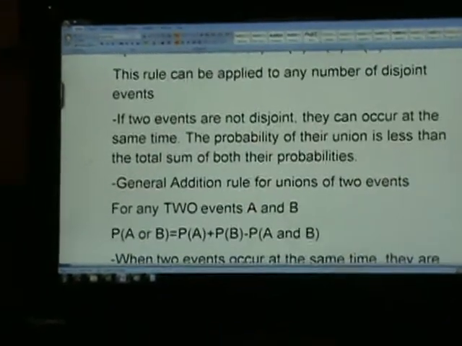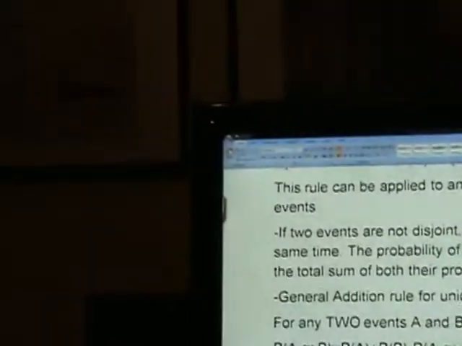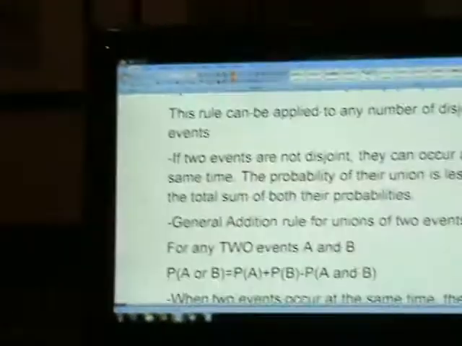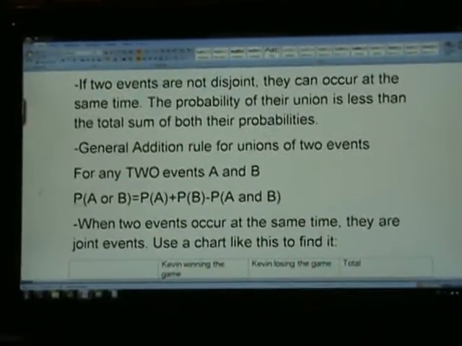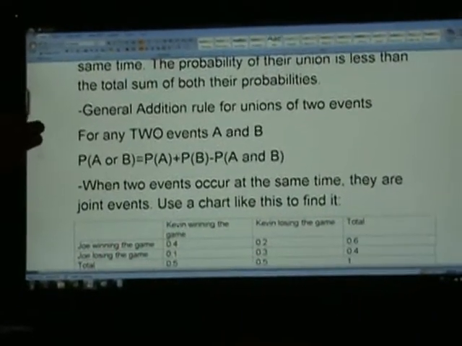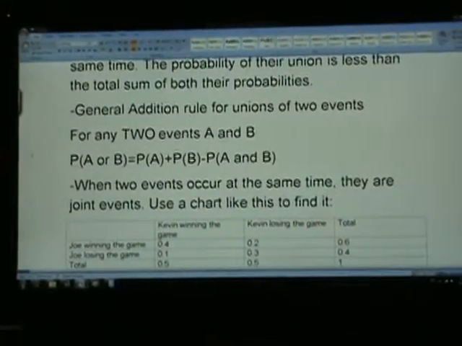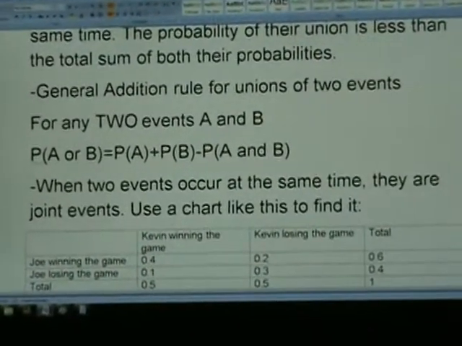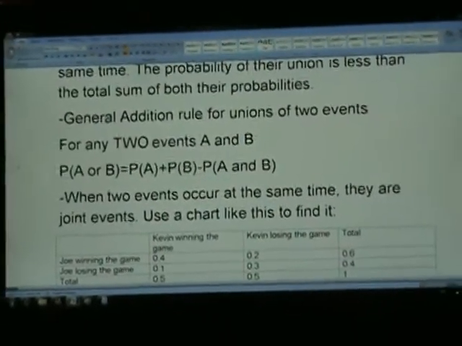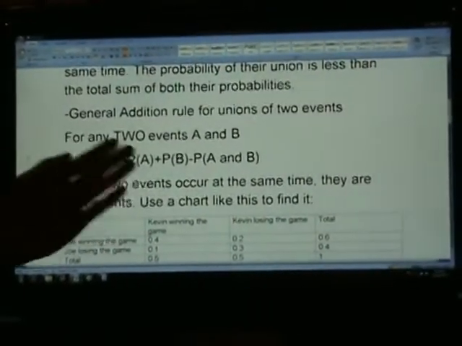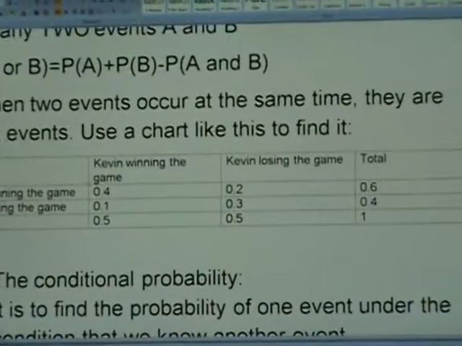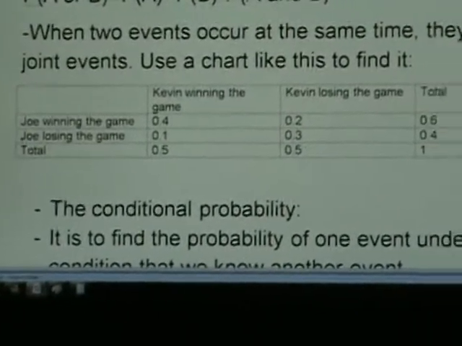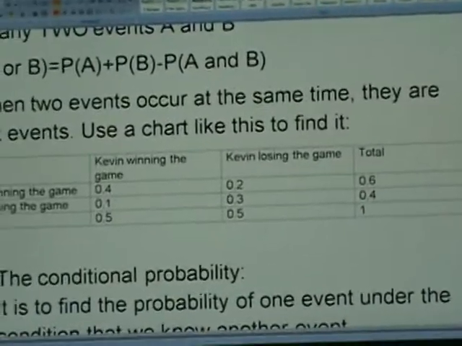Okay, now if 2 events are not disjoint, they can occur at the same time. Now the probability of their union is less than the total sum of both their probabilities. The general addition rule for unions of 2 events is, for any 2 events A and B, the probability of A or B is equal to the probability of A plus the probability of B minus the probability of A and B. Now when 2 events occur at the same time, they are joint events.